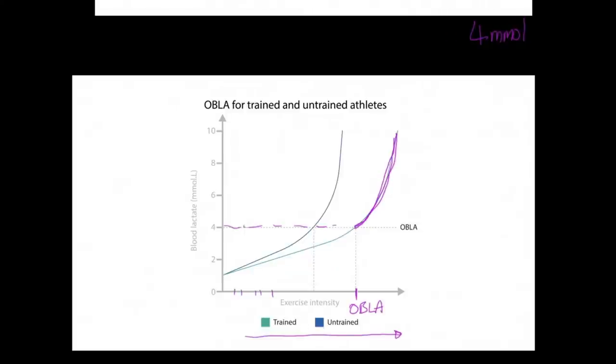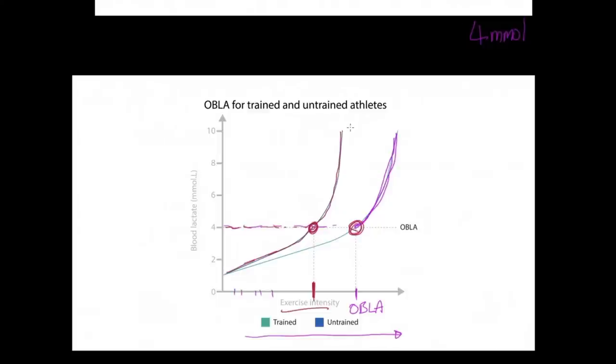Now, if we were talking here about our untrained athlete, of course, they also hit 4 millimoles, but they do so much earlier. So OBLA for our untrained athlete is at a lower intensity of exercise. In other words, they get to 4 millimoles and they get a rapid increase earlier than the trained athlete.